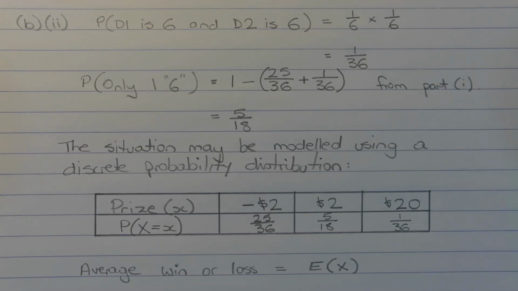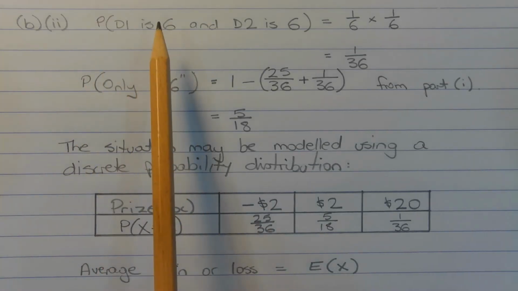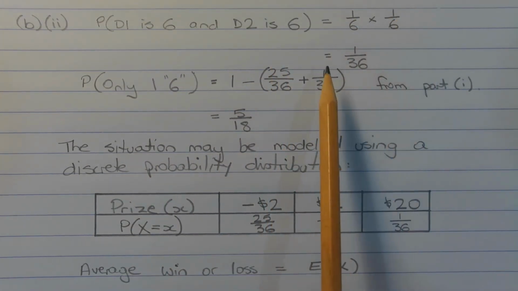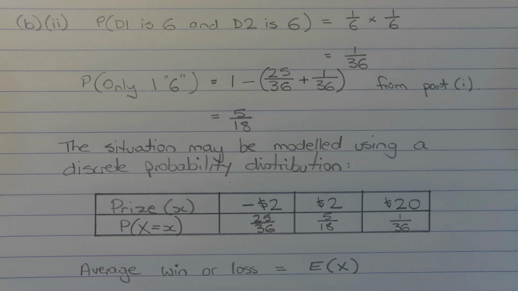The game is based on 3 possible outcomes. Either both dice show a 6, one of the dice shows a 6, or none of the dice show a 6. Now, the probability that both dice show a 6 is equal to 1 over 6 times 1 over 6, which equals 1 over 36.